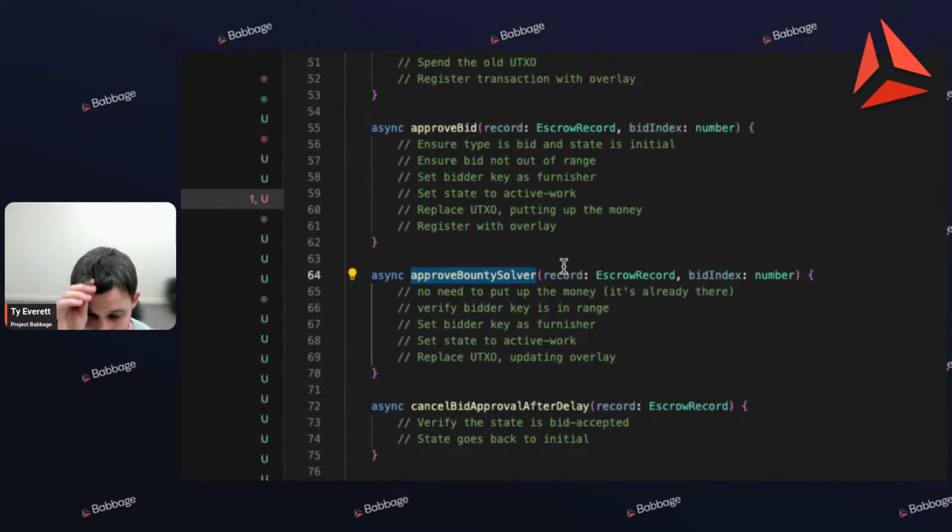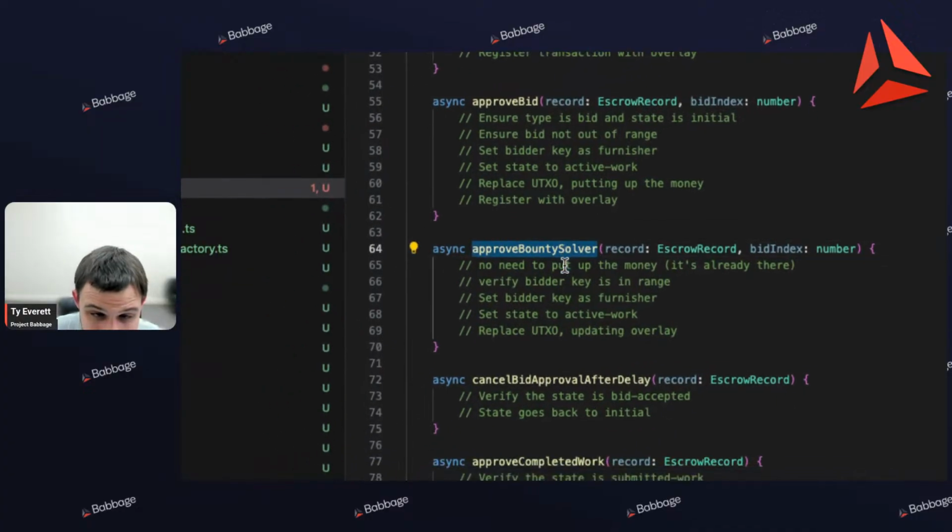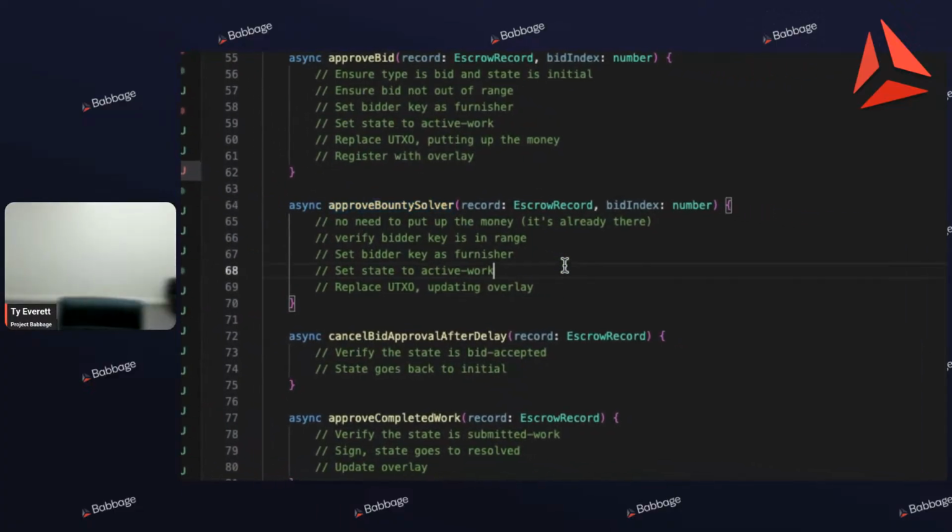Bids can contain bonds. So a person who bids on a contract can put up some of their own money and say, if at the end of the day I don't meet your requirements and the platform decides that that's the case, then I lose my money and you get it as a bond. This applies to bids and bounties, of course.